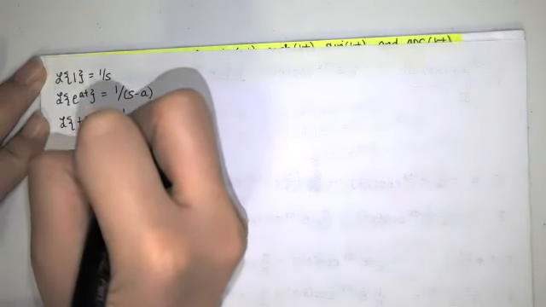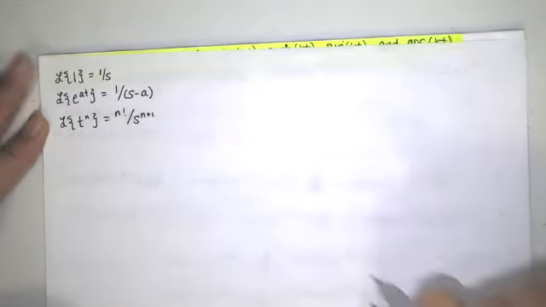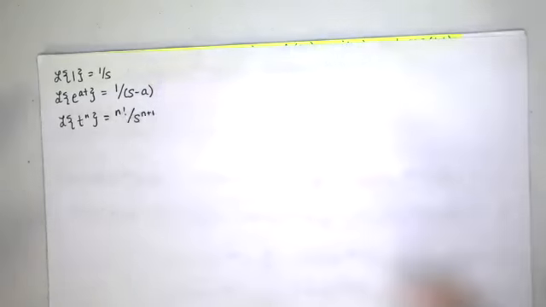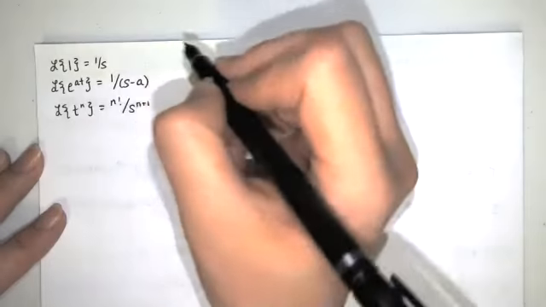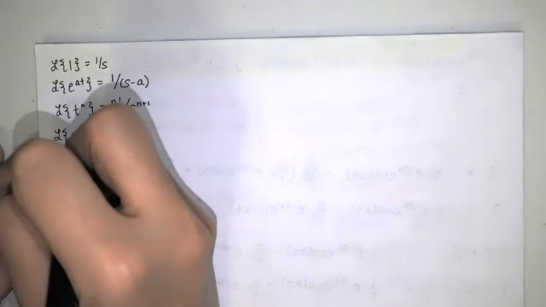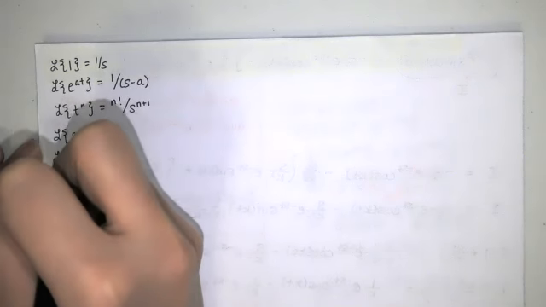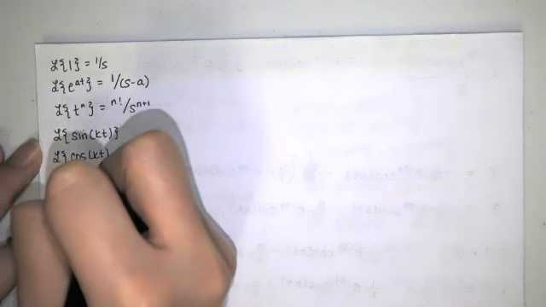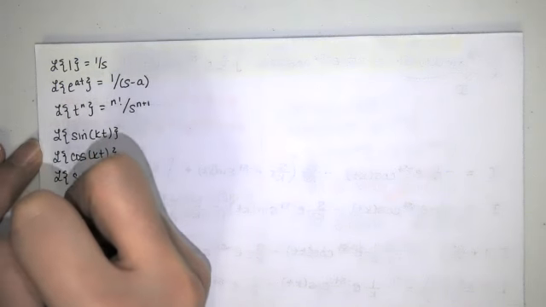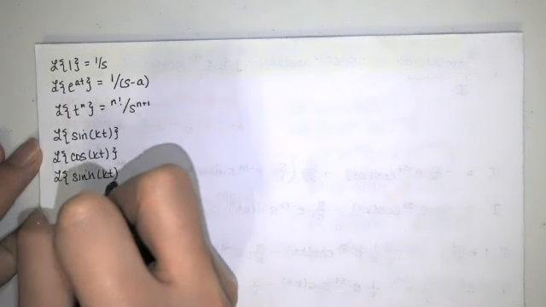We know that the Laplace transform of 1 is 1 over s. The Laplace transform of e to the at is 1 over s minus a. The Laplace transform of t to the n is n factorial over s to the n plus 1. That's true for n equals 1 as well. We get 1 over s squared in that case. And then we have the Laplace transform of sine and cosine of kt, and the Laplace transform of the hyperbolic sine and cosine of kt.